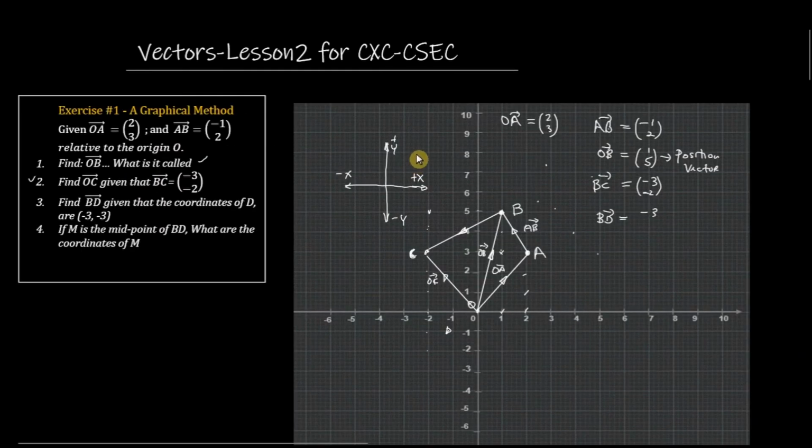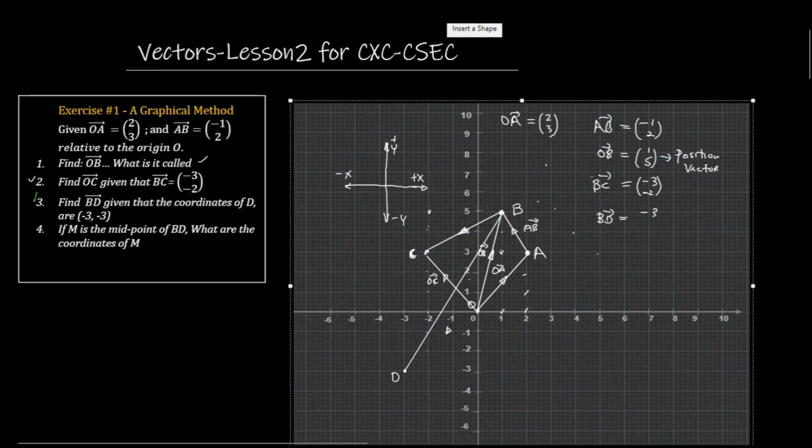So let us move on to part 3 of the question. In part 3, it says, find the vector BD given that the coordinates of D are -3 and -3. So let us identify that point D. So we go down -3, -3. So the point D is here. BD, the vector, is going from B to D. So let us construct that quickly. Let's draw that line. So we have the vector B going to D, which is the vector BD. Let's put an arrow to indicate our direction.